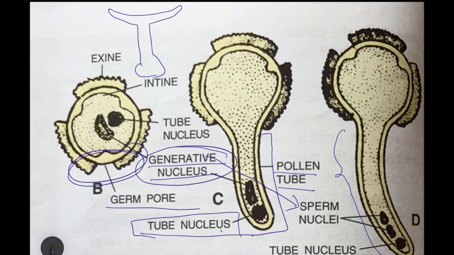So, in a germinating pollen tube, how many nuclei do you see in all? 1, 2, and 1 tube nucleus.